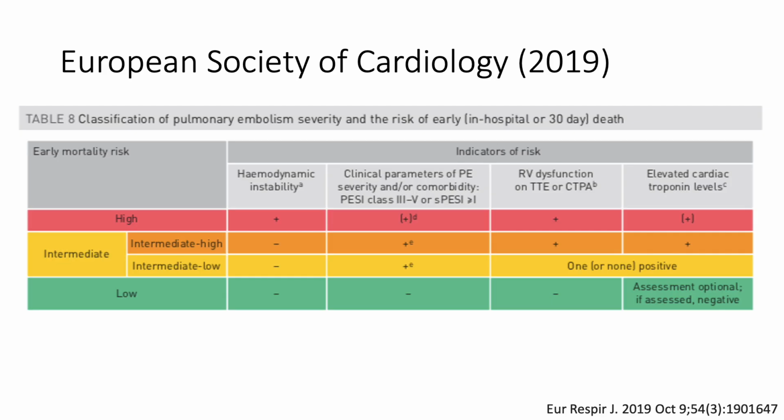Now you can further stratify your intermediate risk patients by looking at RV dysfunction on echo or CT scan and positive biomarkers. So you see here that if you have normal blood pressure, PESI class 3 to 5, RV dysfunction on echo or CT scan, and a positive troponin, that would put you in the intermediate high risk category. And this is trying to identify patients that are higher risk for bad outcomes in the hospital.